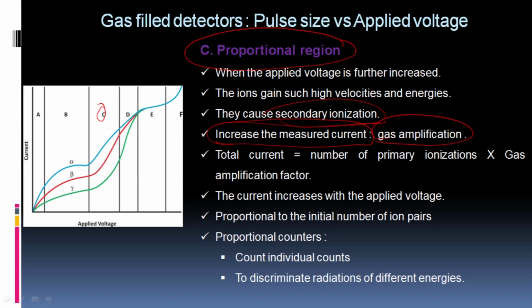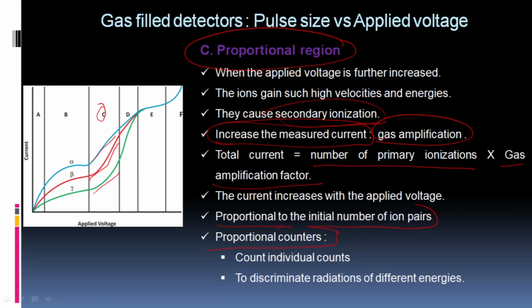Now the total ionization current we receive in our meter is the number of primary ionizations multiplied by the gas amplification factor, and the current increases with the increase of applied voltage. In this region you can see the current increases with the applied voltage for all the particles, alpha, beta and gamma. So this is proportional to the initial number of ion pairs, and for this reason we define this region as the proportional region, and in this voltage region we devise the proportional counter.